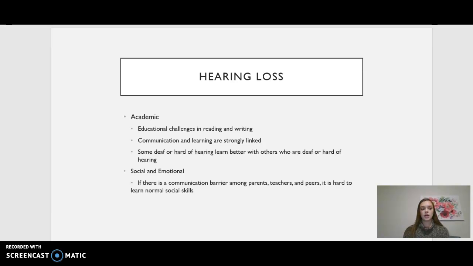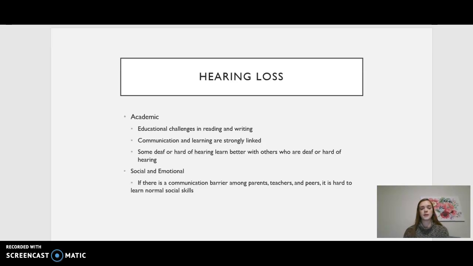Another one is hearing loss. With this, one of the main characteristics is academic. There are educational challenges, of course, in reading and writing because of their hearing loss. Communication and learning are strongly linked, so if you cannot hear your teacher talking to you, it's hard to learn what they're saying, so you have to find different ways around this. I also researched that some deaf and hard of hearing students learn better with others who are deaf or hard of hearing, so if you have multiple such students, having them learn together may be beneficial for them.